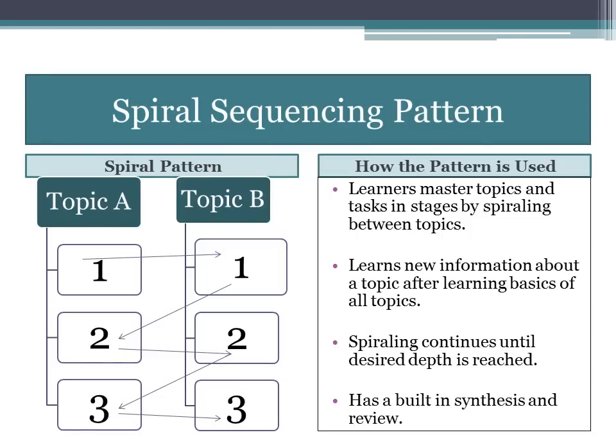If you're teaching more than one topic, then it's appropriate to select a sequencing pattern. There are two primary sequencing patterns used with elaboration theory. The first is a spiral pattern. In the spiral pattern, where you have, of course, two or more topics, the learner spirals back and forth from topic A to topic B, topic A to topic B, until all content is covered. The benefit of using this pattern, of course, is that there is a built-in synthesis and review.